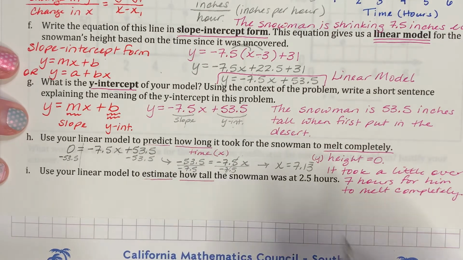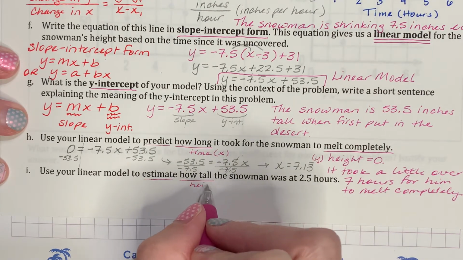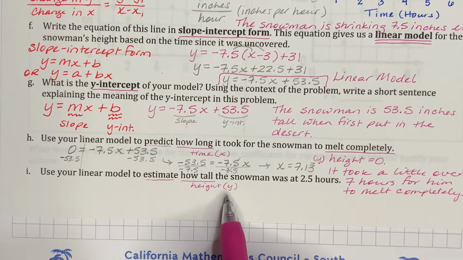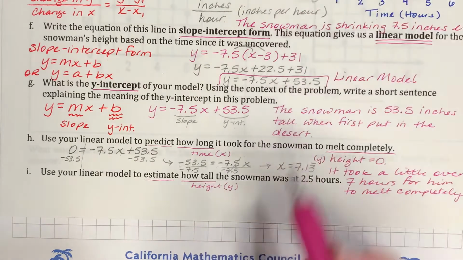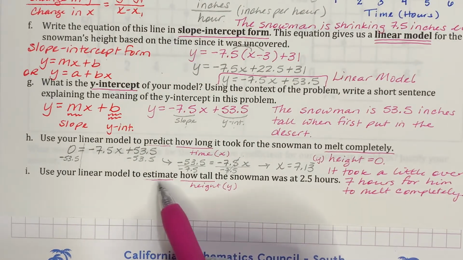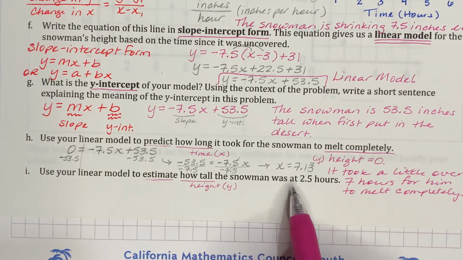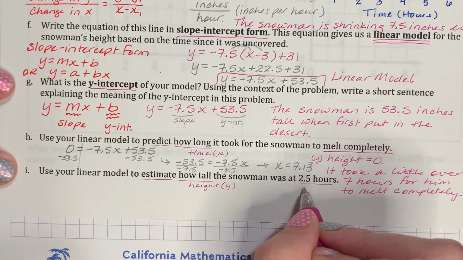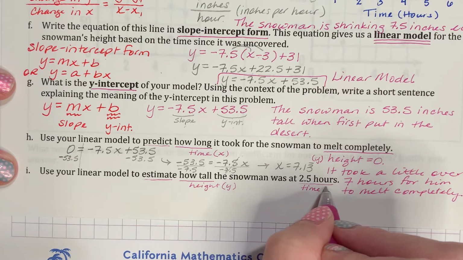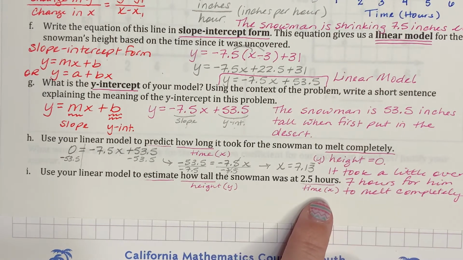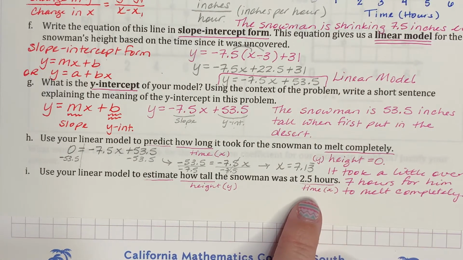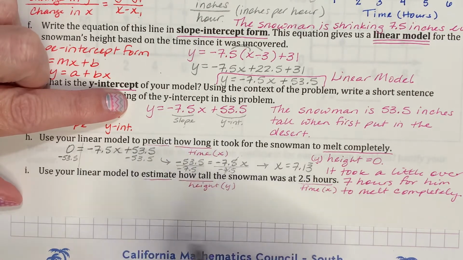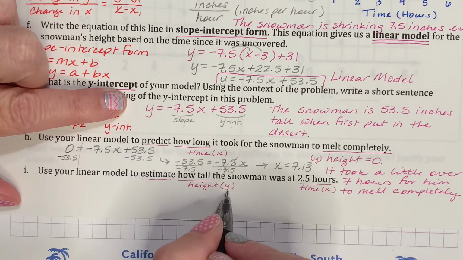Tall is what? Tall is height. Height we know is y. My height comes back as my y-axis. So estimate how tall the snowman was at 2.5 hours. 2.5 hours is time. So in this case, we know x. So we're going to do the same thing. We're going to use our model, this equation here, and we're solving for y this time.